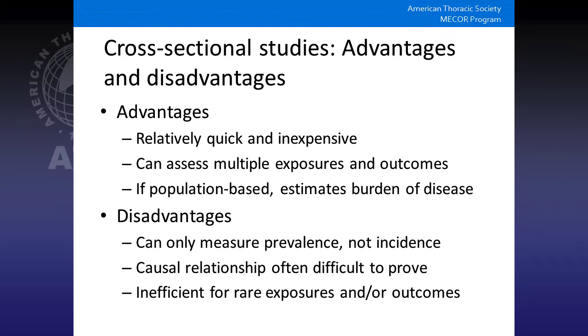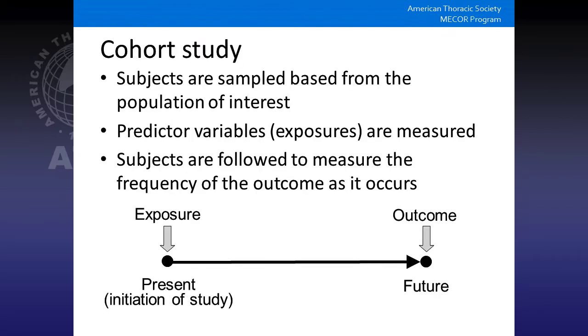With a cross-sectional study, it's also difficult to use it to prove a causal relationship. Frequently, we don't know which came first, the exposure or the outcome. And so what these studies show is association, but it doesn't necessarily prove that the association is causal. And finally, it's inefficient for rare exposures or outcomes, because if only a very small number of your participants have the outcome or have the exposure, it's really difficult to get a precise notion of what the level of association is.